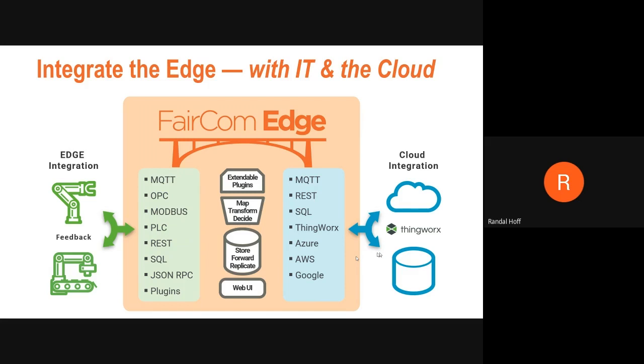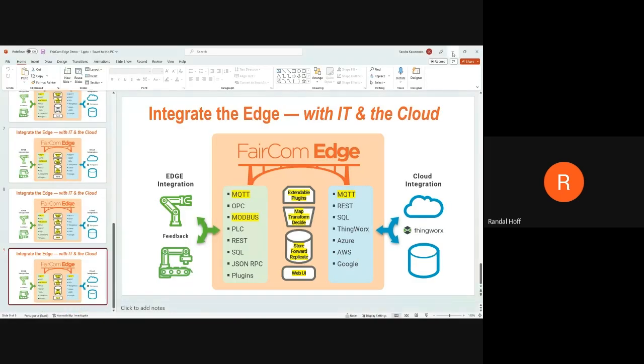This slide is showing a quick representation of some of the things you can do with FairCom Edge. For this demo, we will be utilizing the following blocks on this diagram: the Modbus data input logic, MQTT, the extendable plugins, the map transform engine, the store and forward logic. Note, though, we won't be using replication in this demo, but we'll show that in another video. The web UI tools, and finally, the MQTT forward component for sending MQTT messages externally to the Mosquitto MQTT broker.